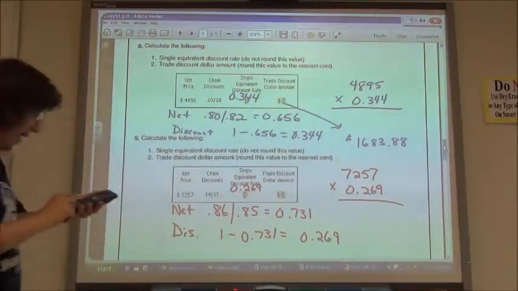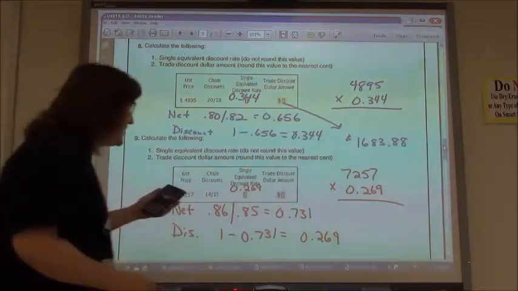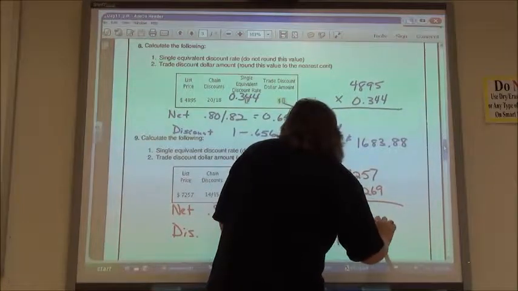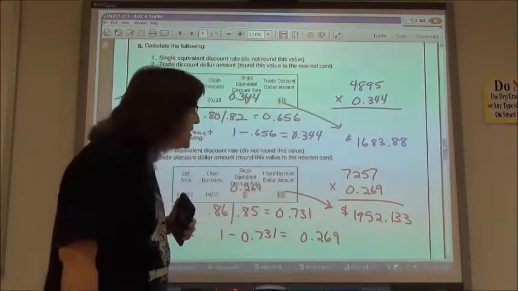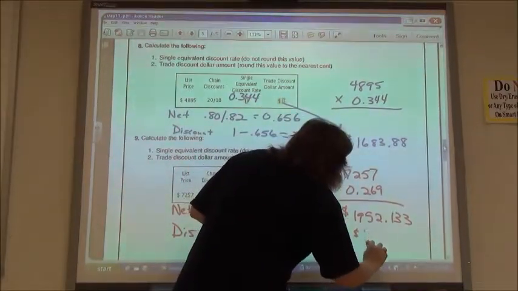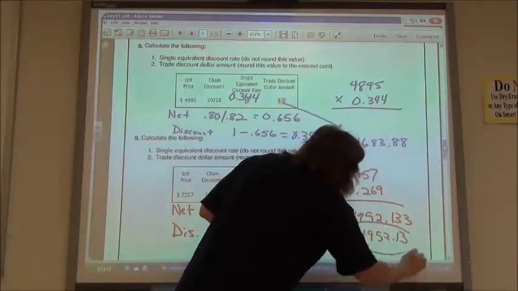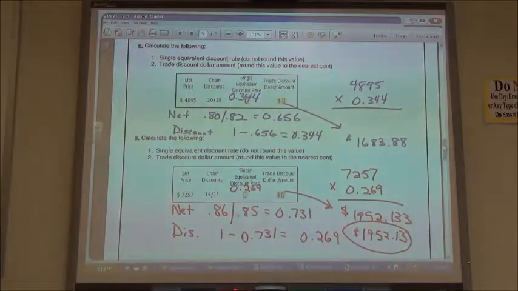So if I multiply that out, my discount amount, $1,952, and I again have to round this one because it goes past the cents. Since there's a 3 behind it, we're just going to use 13, so $1,952.13 is going to be what your discount ends up being.